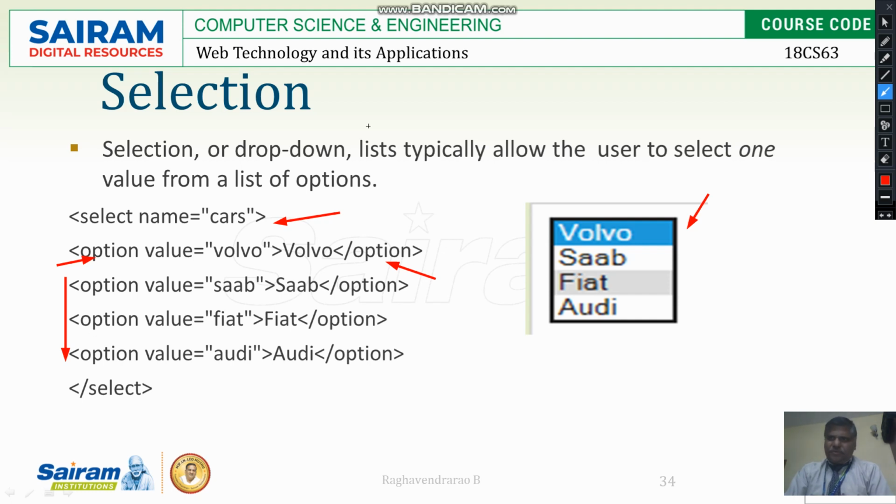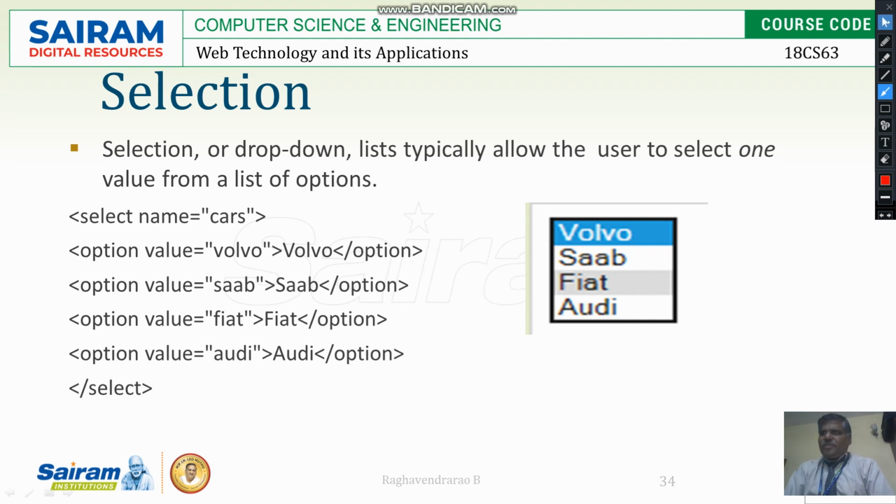This is the selection operation. You can take the cursor and select. In this case Fiat is selected over here. The select started here, then select ends here. Got it? So this is a selection operation.